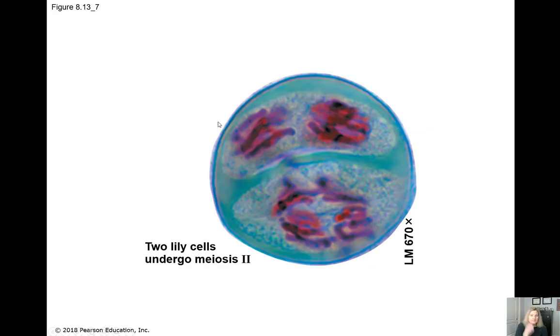In plant cells, it's a little different in the sense that you can see this is one single cell that has 4 daughter cells forming. So the cell plate kind of ends at the end of telophase part 2.